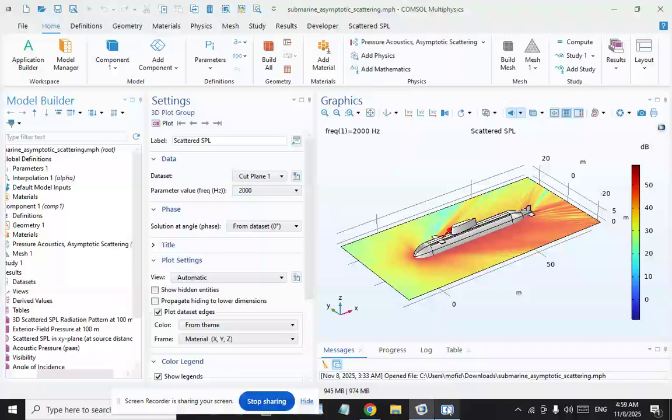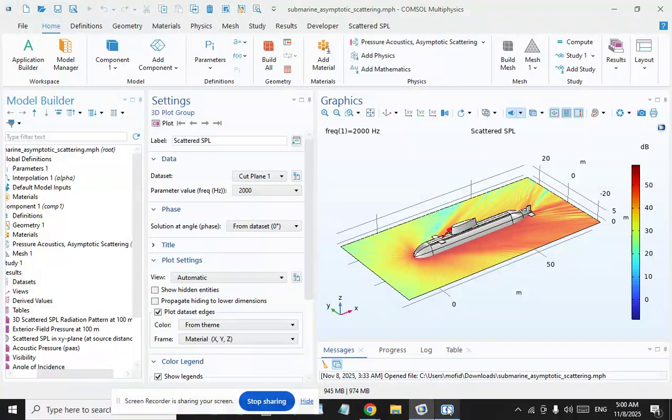Exterior field pressure and the radiation pattern at 100 meters depicts the entire three-dimensional scattered sound pressure level, or SPL, radiation pattern at a distance of 100 meters. It is noted that the main lobe corresponds to the specular reflection of the aquatic body at its most superficial level. And here you can see the comparable radiation pattern in the XY plane for any observation performed 1000 meters from the source.